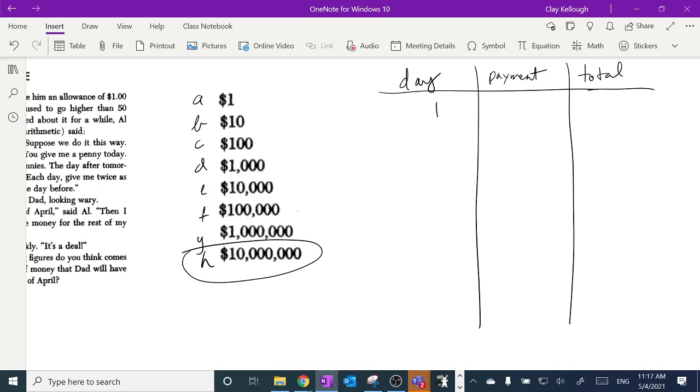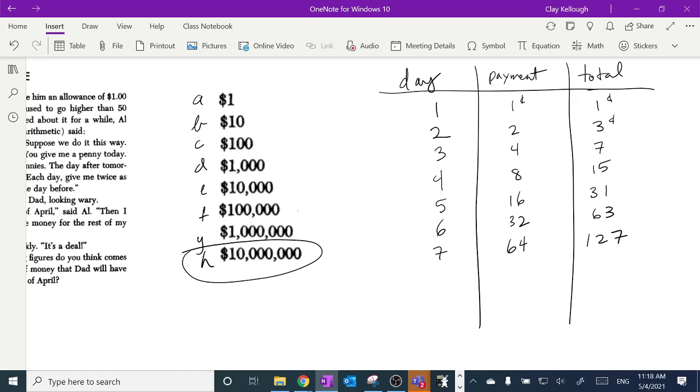On day 1, he gets paid 1 cent, right? And so he has a total of 1 cent. On day 2, he gets 2 cents, which gives him a total of 3 cents. On day 3, he gets 4 cents, so he's up to 7. On day 4, he gets 8, which is going to give him 15. On day 5, he gets 16 cents, which gives him 31. On day 6, he gets 32 cents, which gives him 63. And on day 7, he gets paid a grand total of 64 cents, which gives him $1.27.